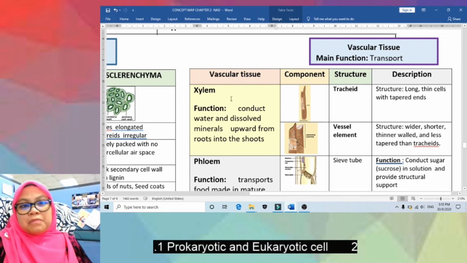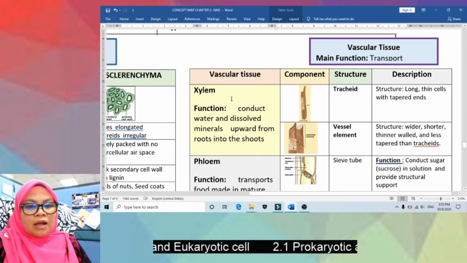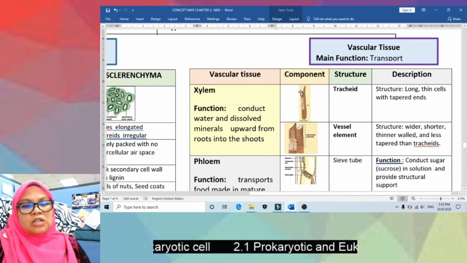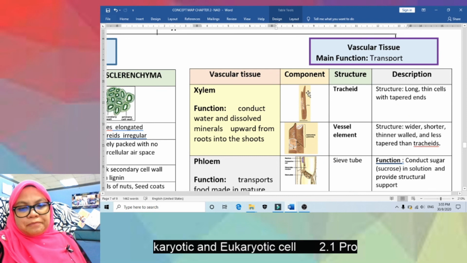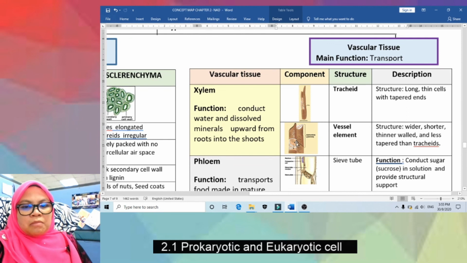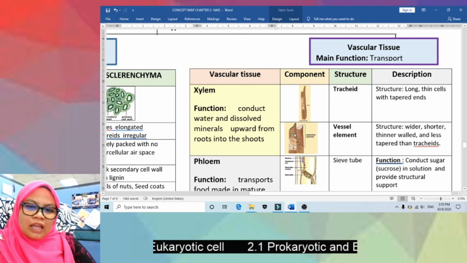So since primary school, we know that the xylem, the main function is to conduct water and also dissolved material upwards from root into the shoot. So it has two components, the tracheid and also the vessel element. So look at the structure of tracheid and vessel element. Hopefully you can identify, okay, which one is tracheid, which one is vessel element. Tracheid is more long and thin with the tapered end, but for vessel element, the structure is wider, shorter, and the end is less tapered compared to the tracheid.